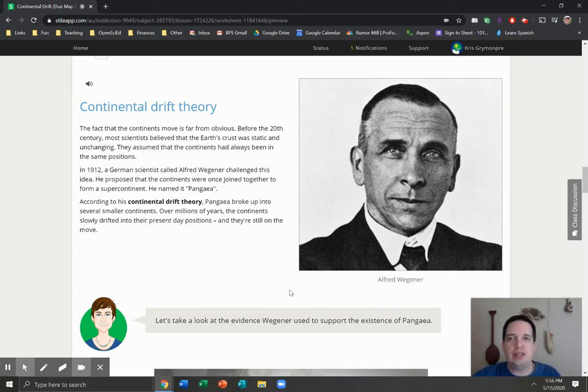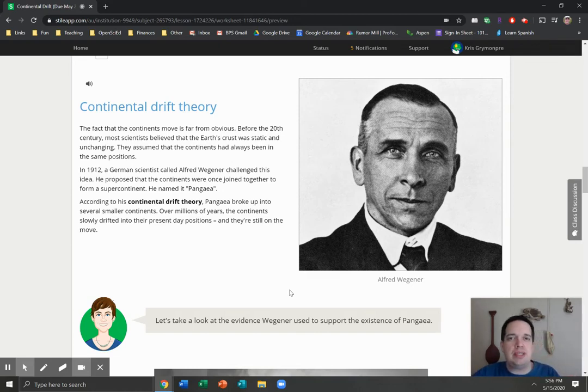Alfred Wegener noticed a lot of things. He thought the continent shapes lined up like they used to fit together like pieces of a puzzle. He noticed fossils that can't swim across the ocean that are in different continents. How are they in different continents if they couldn't swim? He thinks they were maybe once together.